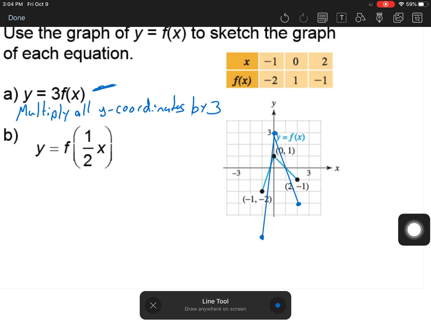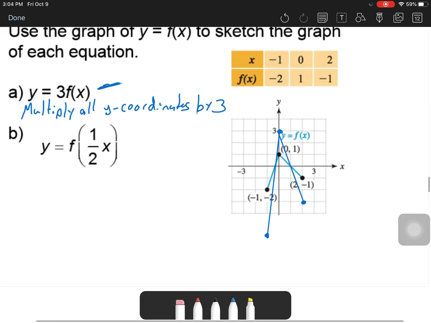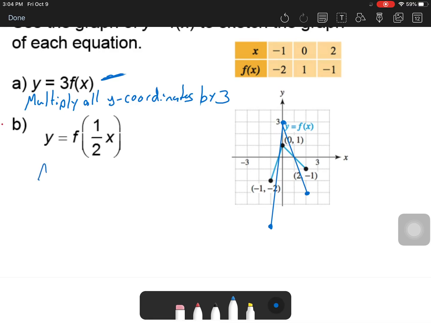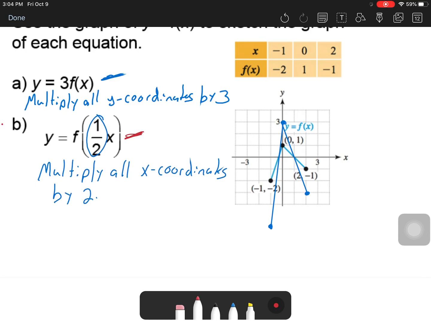Okay, so I'm going to write myself a note here. Multiply all x coordinates by 2, because we do the reciprocal of that. Okay. Any horizontal ones, you got to remember to kind of do the opposite. All right. Let's do this one in red here.